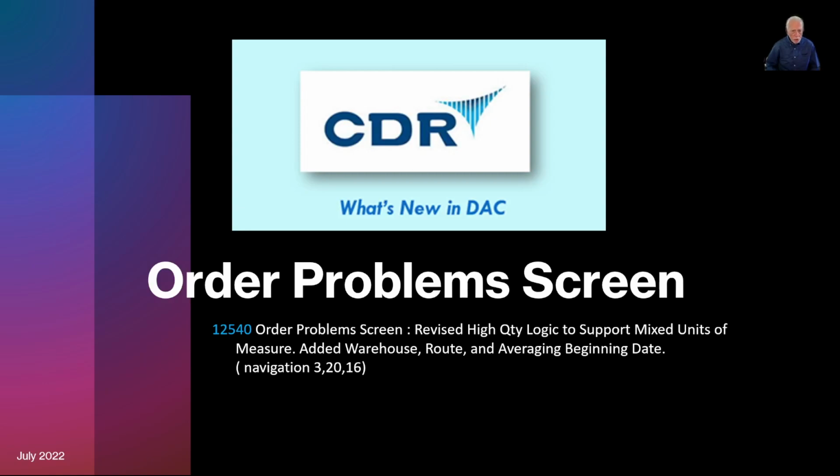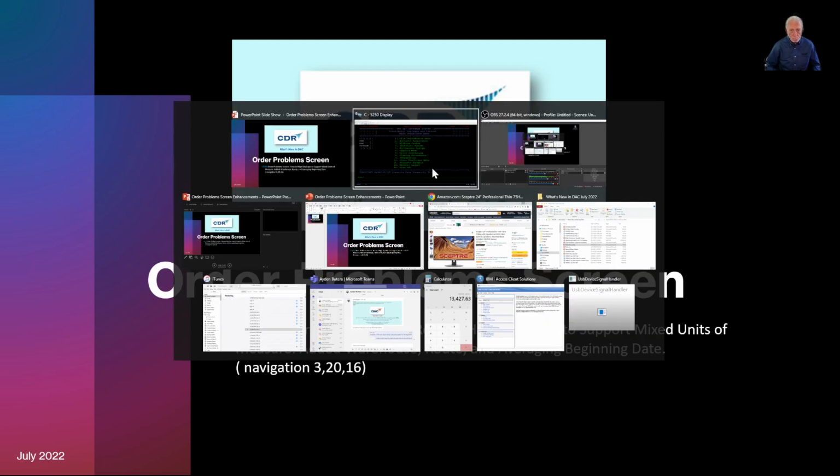In this segment, we want to talk about improvements to the order problem screen, namely the logic that we use to compute an unusually high order quantity, and also a couple of other filter revisions put in. So let's take a look at that.